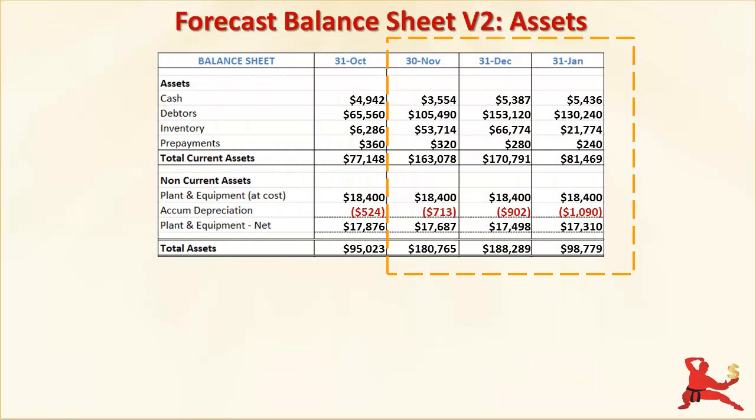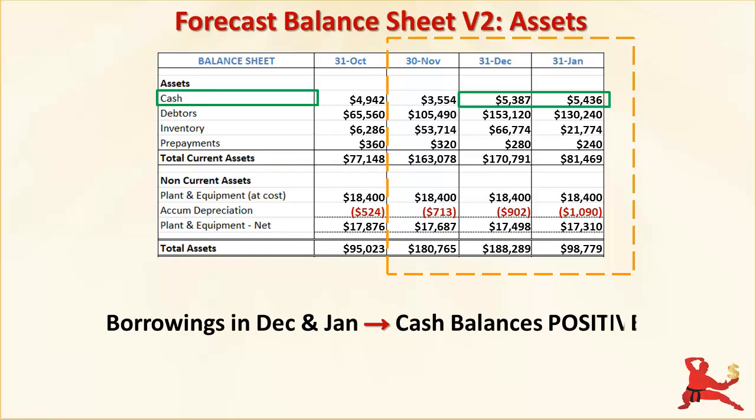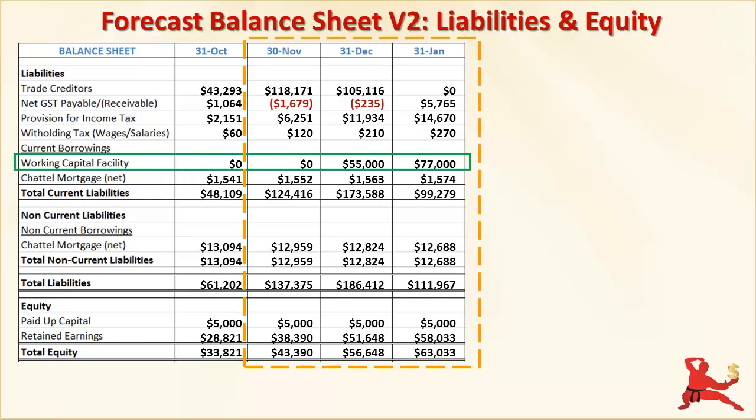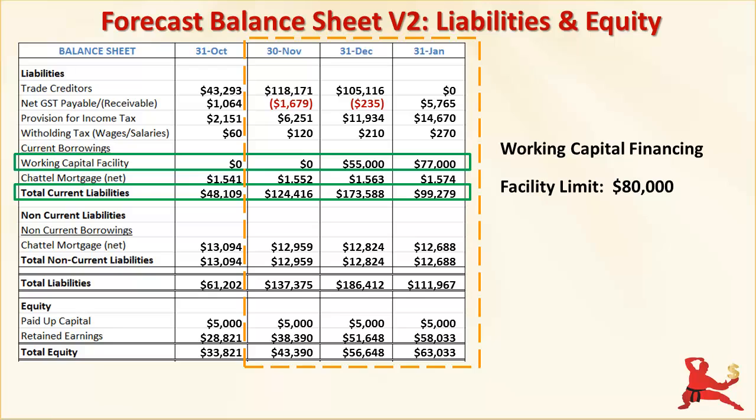Let's take a look at the balance sheet, starting with assets. The bank balance is no longer in the red because we've borrowed enough money to fund our working capital requirements and allow for small positive balances in our bank account. That new financing shows up on the liabilities side of the balance sheet. We've now got new borrowings, which we'll just call working capital facility, as part of current liabilities.